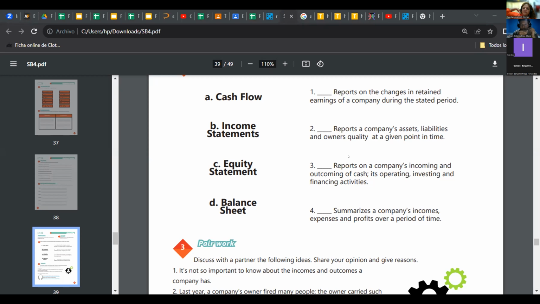So what you're gonna do is match the questions with the definitions, and answer question number one. I mean, it's not a question, but it is a statement. It's not so important to know about the incomes and outcomes a company has. Well, doing your homework, you will know what income is and what outcome is. So this is going to be for discussing tomorrow, okay?